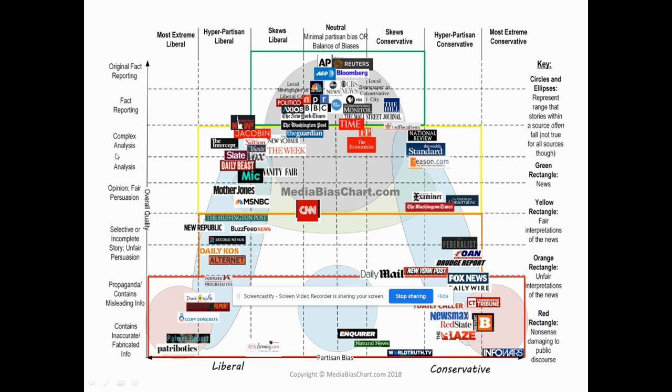As we get into the yellow, it really is beginning to indicate fair interpretations of the news. There's still some bias. There's complex analysis. There is some opinion and fair persuasion. And again, we can see sources on the left: Slate, Atlantic, Vox. On the right, the Washington Times, the American Conservative.